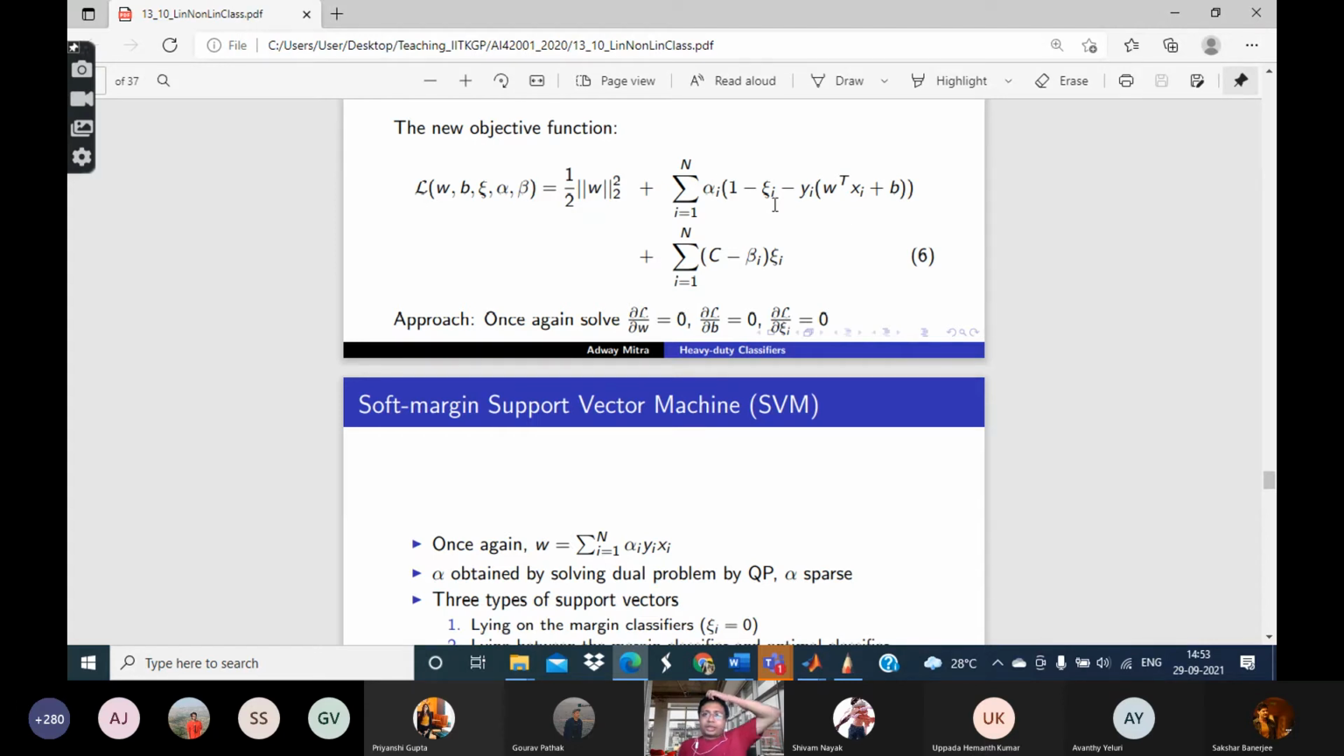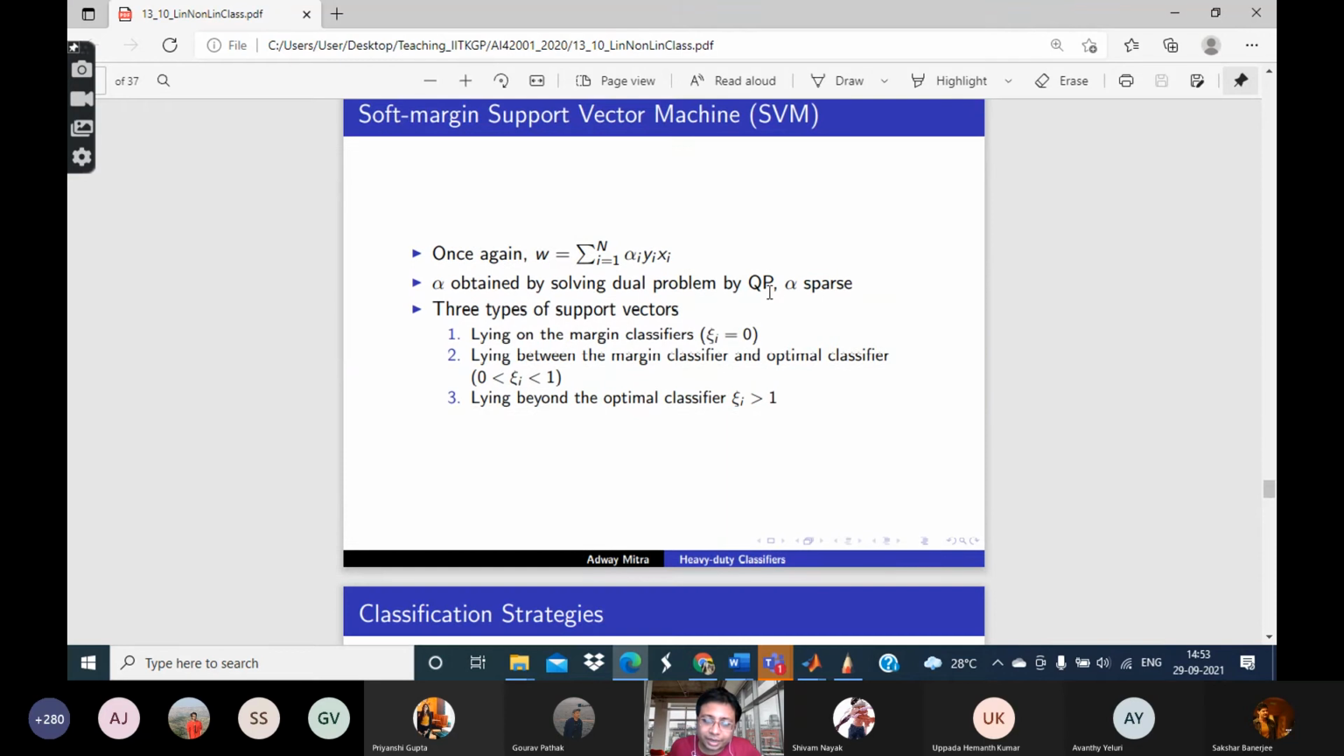Now what do I do? I express w in terms of the alphas, and I reformulate this whole equation in terms of only alphas, betas, and xi's, and pass it on to the quadratic programming, and it gives me the values of alphas, betas, and xi's. And once again it turns out that most of the alphas are sparse. That means what?